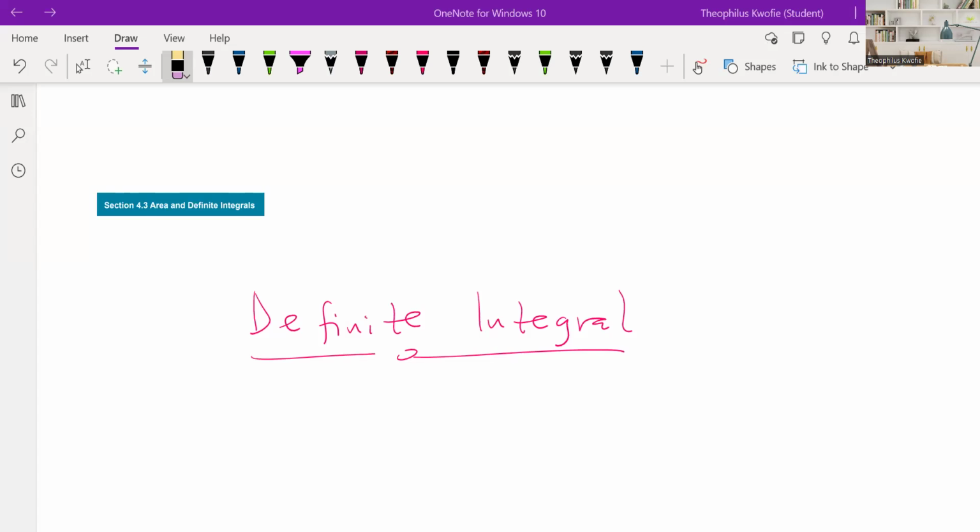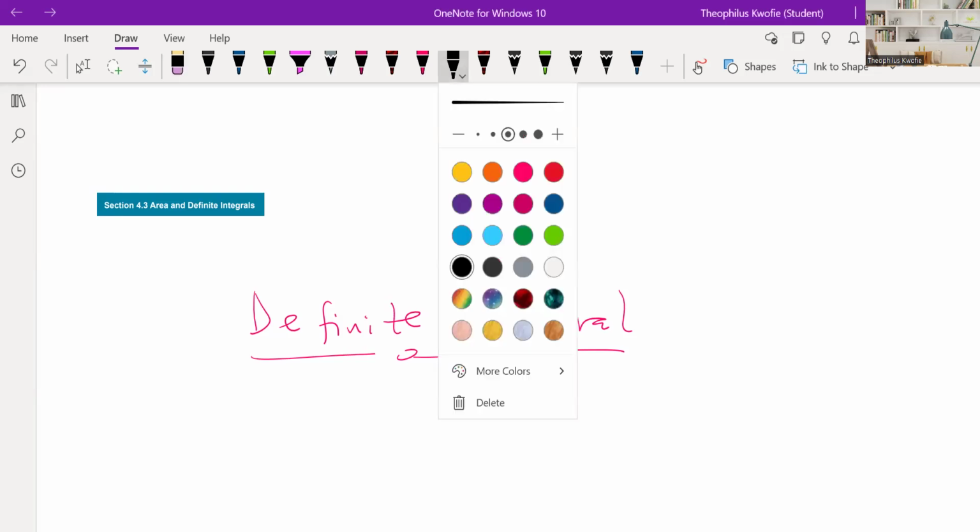With a definite integral, what we are usually interested in is that the result is always a numerical value, which always represents the area under the curve over a specified interval. Okay, over a specified interval. So it's very, very important that we take note of that.